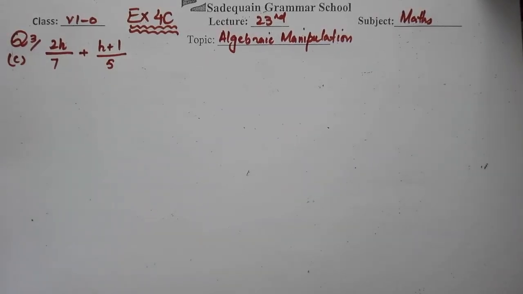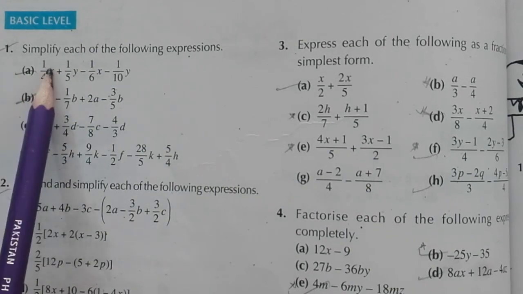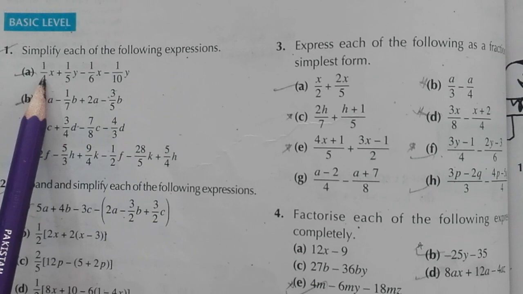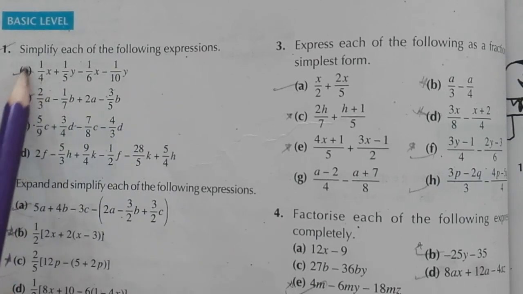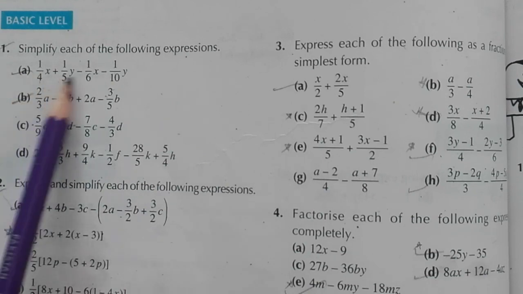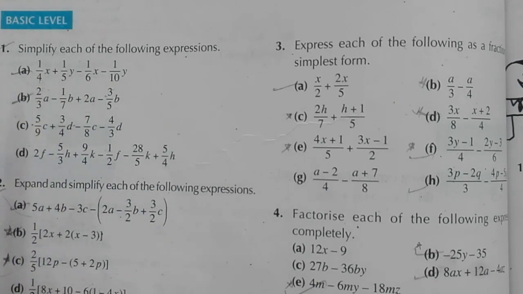So let's start exercise 4C, question number 3. It is just similar to question number 1 of the same exercise which we did in the previous lecture, that is the 22nd lecture. Just look at question number 1 which we did in the previous lecture: we were given the variables along with the coefficients as fractions. And what we did, we just added up the like terms and solved these questions.